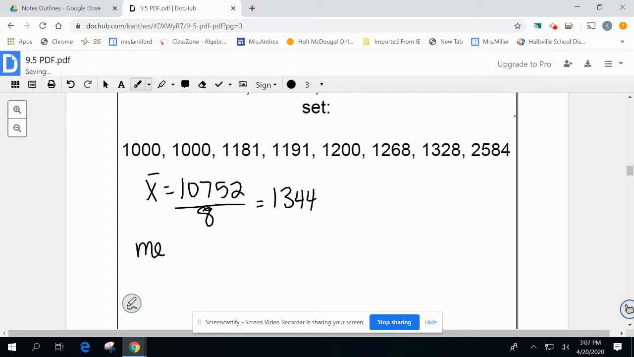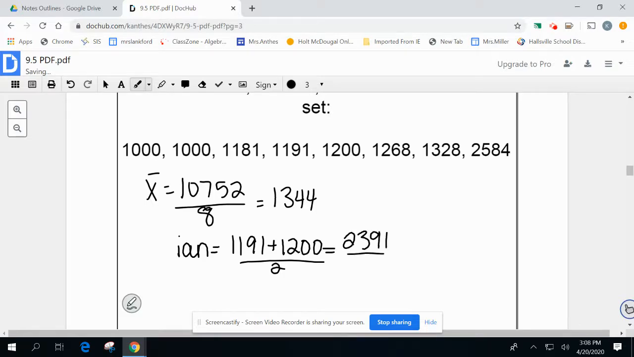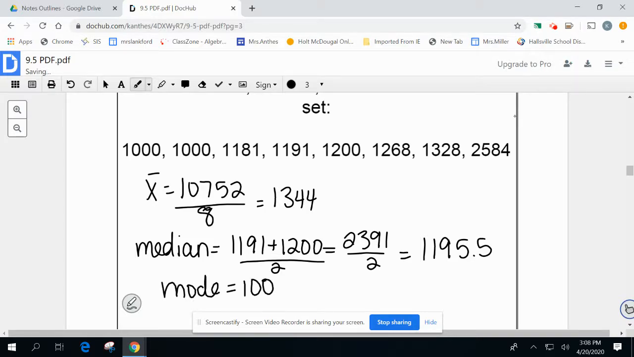For the median, it's in between 2 numbers again. So I have to add them up. So I end up getting a median of 1,195.5. And then for my mode, I have 1,000 appearing more than once.